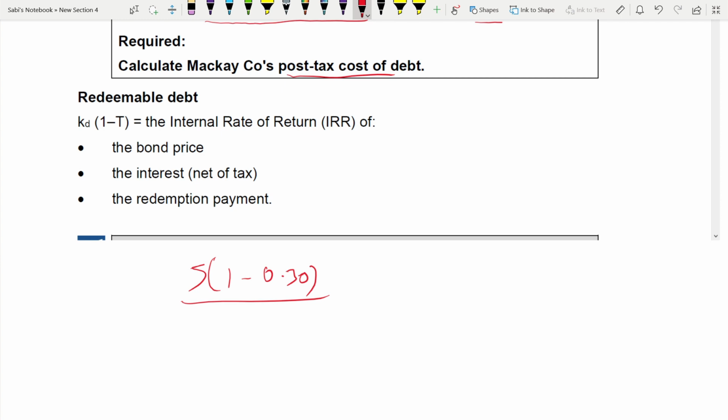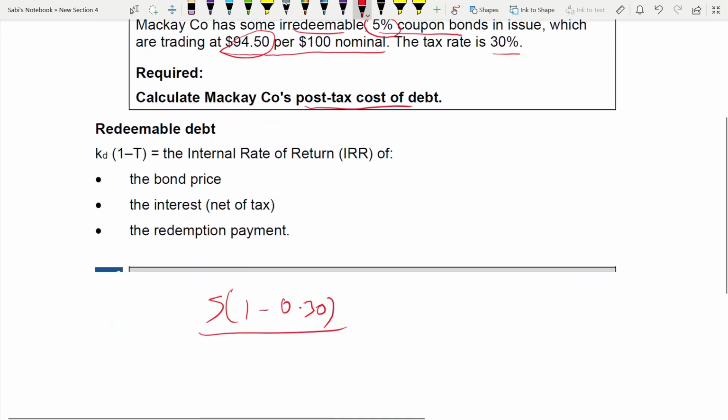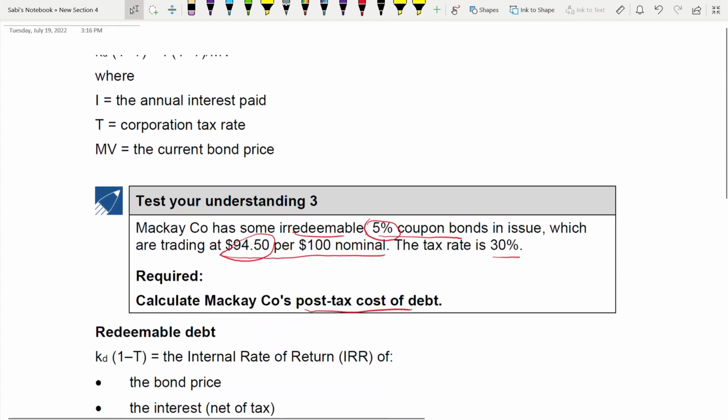What is the market value of the bond? 94.5 per 100. So it's 94.5. It is the value. So you divide by 94.5. And what is the after-tax cost? It is 3.7%. It will be less than this 5%. Your cost of debt will be less than your pre-tax debt. Remember this. It cannot be more than 5%. The moment you get more than 5%, you know you are wrong somewhere. That means more than your coupon rate. The coupon is the pre-tax cost of debt, 5%, right? If it's more than 5%, you know you're wrong somewhere. This is the way to check.